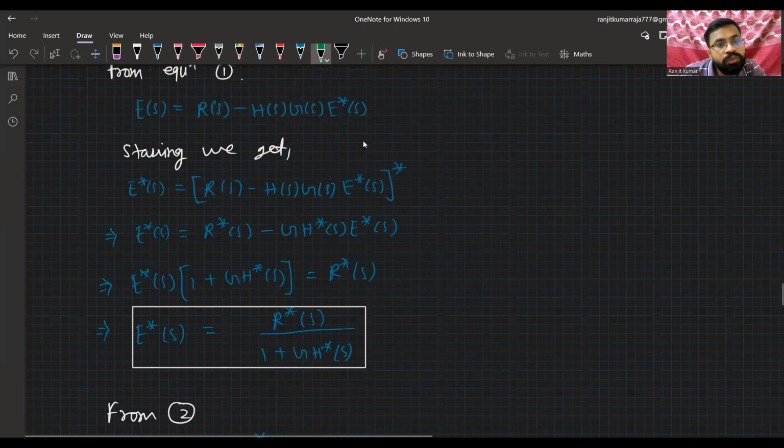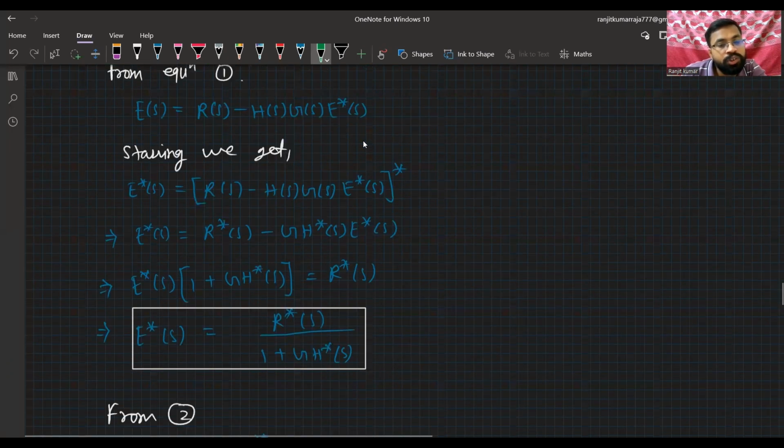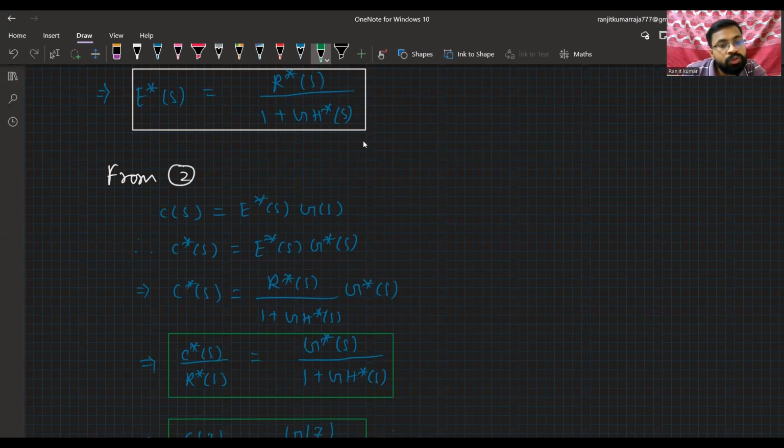Okay, now from equation 2, that is C of S equals E star of S into G of S. I have taken the star of this equation again, equation number 2, so it will become C star of S equals E star of S G star of S. Now substitute this relation over here, so it will become R star of S divided by 1 plus GH star of S, times G star of S.